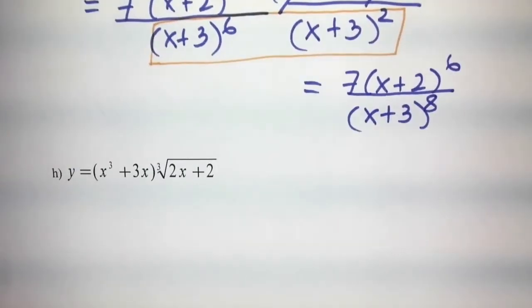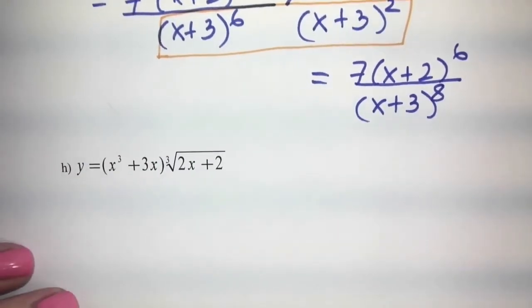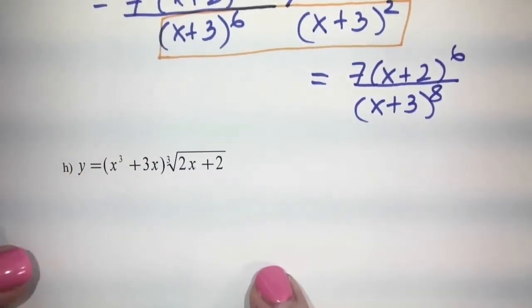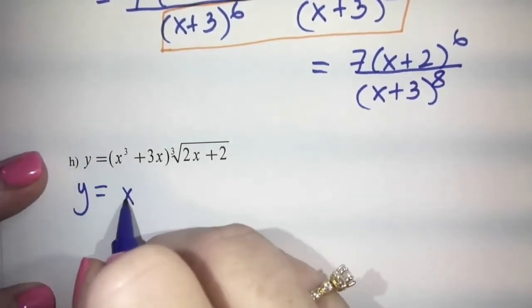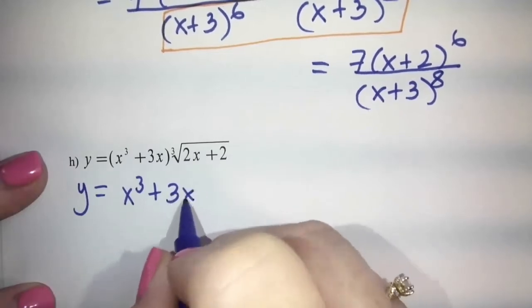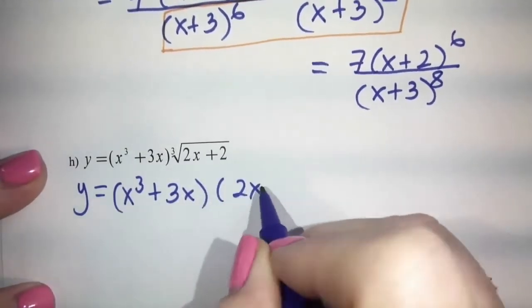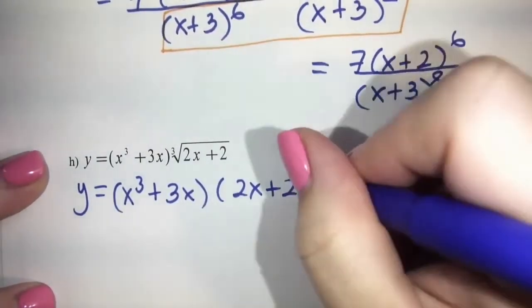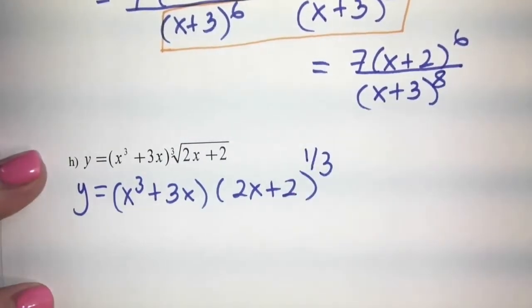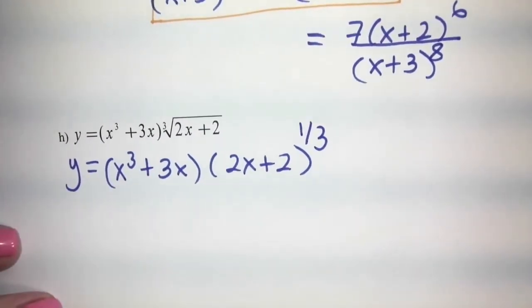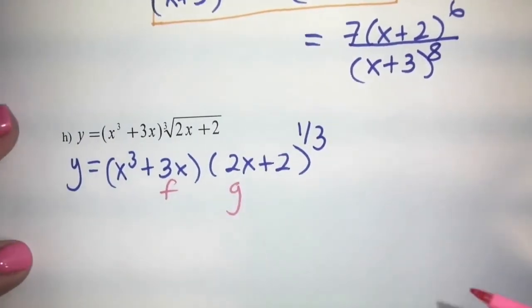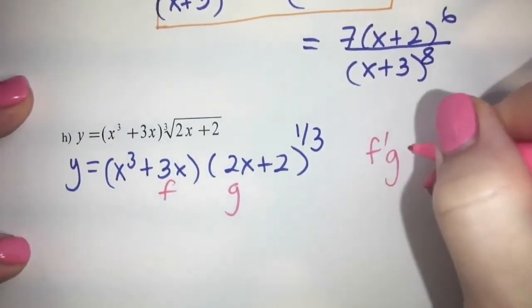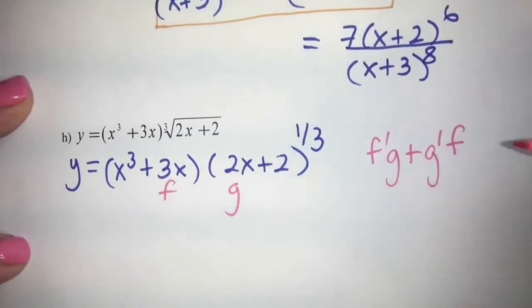Okay, so for each, a little tricky looking here, we've got x cubed plus 3x times a cube root. So we're going to write this as x cubed plus 3x times 2x plus 2. Cube root would mean to the 1/3. A half is a square root. So we've got a product, f and g. So our product rule we know says do the derivative of f times g plus the derivative of g times f.